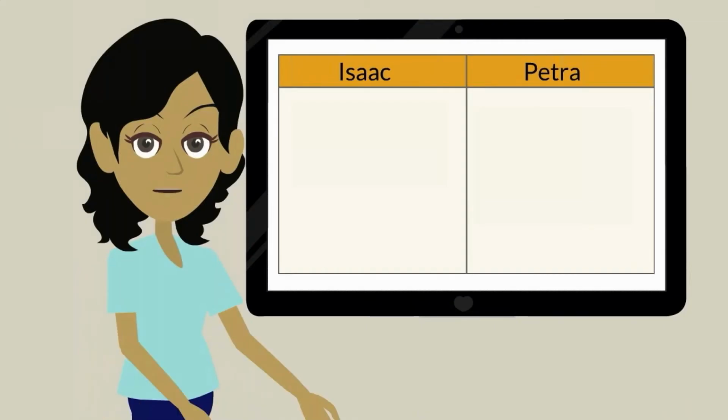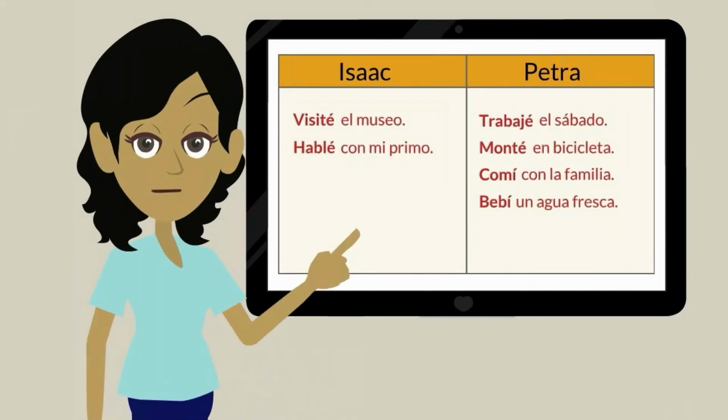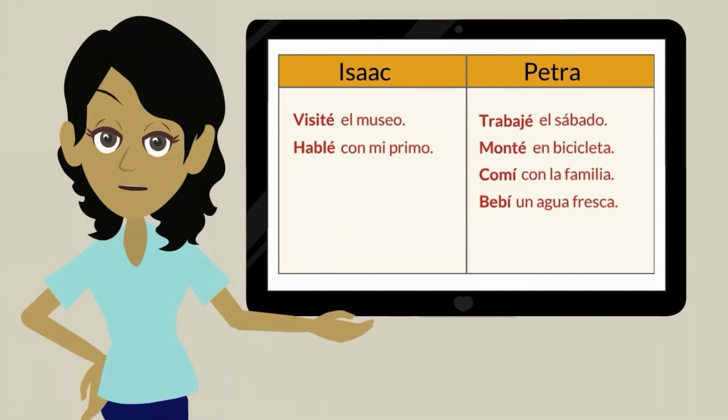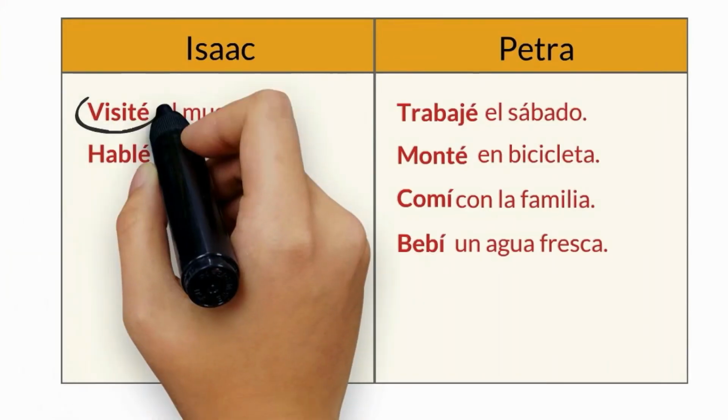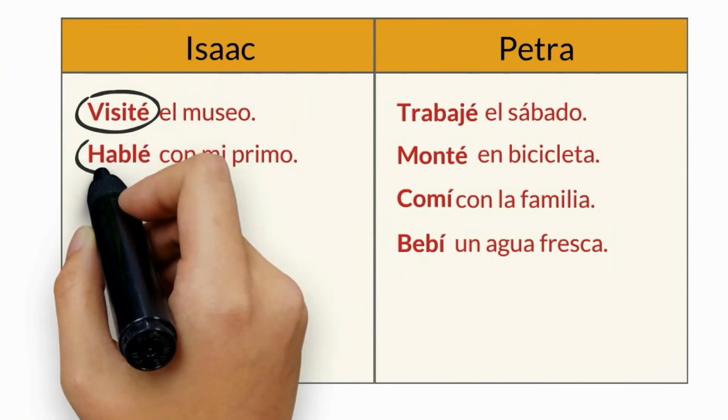Let's take another look at how Isaac and Petra told what they did on the weekend. Which parts of these phrases indicate an activity completed in the past? Bien. Visité. Hablé.